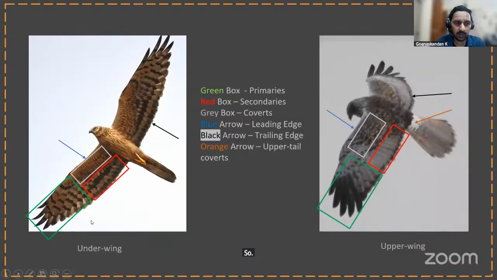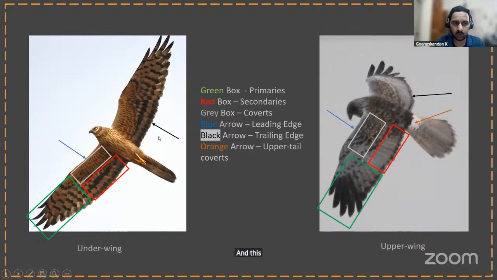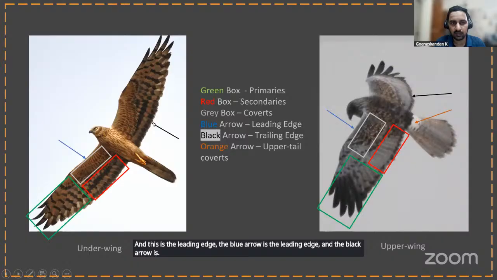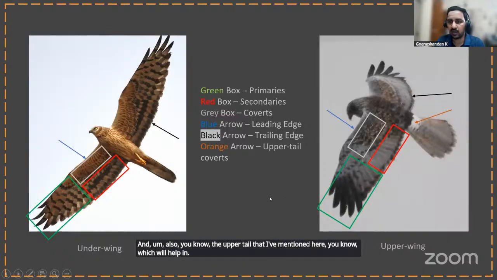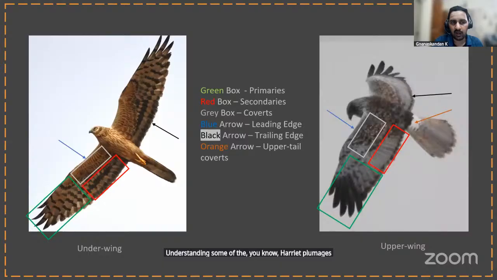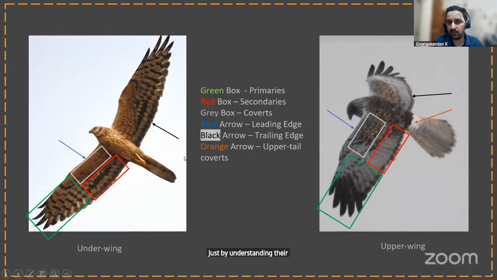So the green are the primaries, and the red box are the secondaries, and the gray ones are the coverts. And this is the leading edge. The blue arrow is the leading edge, and the black arrow is the trailing edge. Same applies for the upper wing. Pretty much the same. And also the upper tail that I mentioned here, which will help in understanding some of the Harrier plumages. And why is it so important? Because just by understanding their flight feathers better, we'll be able to confidently narrow down most of the Harrier groups that we have. So that's the reason I started with this.